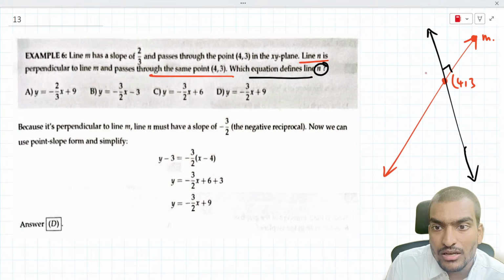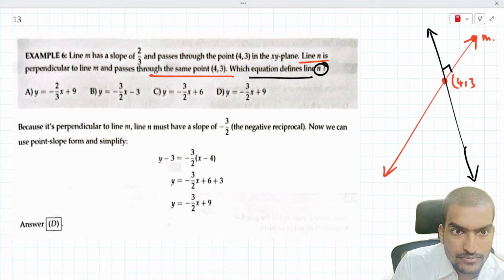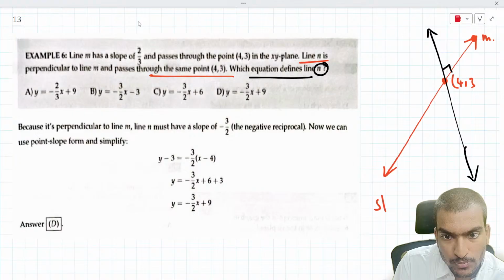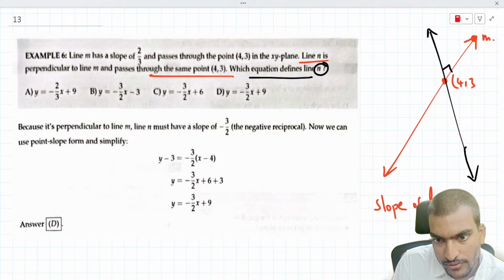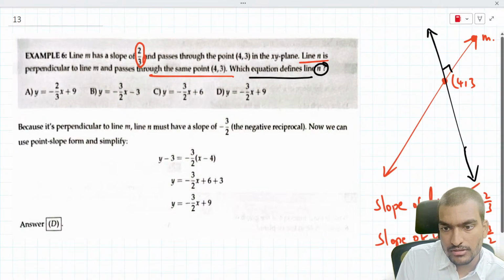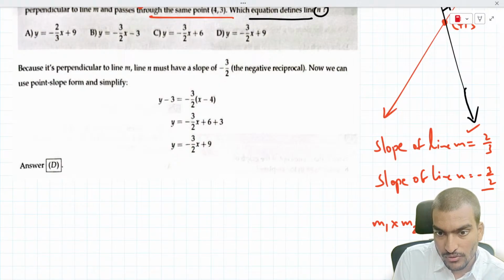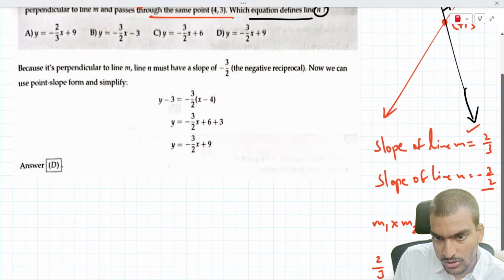For the line N equation, the slope of line M equals 2 by 3, as they've given. Now the slope of line N equals the negative reciprocal of this slope. Or else, if you can't write it directly like this, remember that the product of slopes is -1. One slope is 2 by 3, and M2 equals -1.